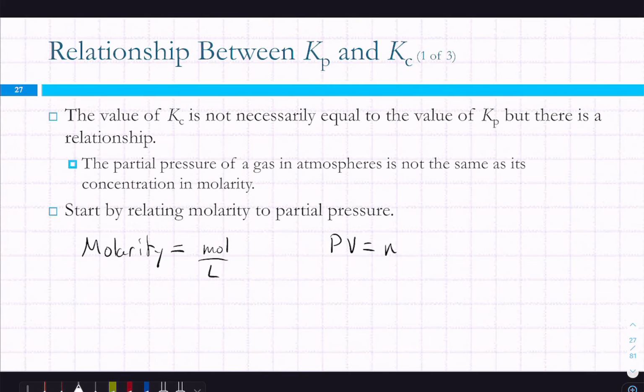PV equals nRT. So we can take the ideal gas law and solve it to get moles over volume, n over V. And so we'll get P over RT equals n divided by V, where n is moles and V is in liters. And that gives us a way to convert between the two if we know what the temperature is.